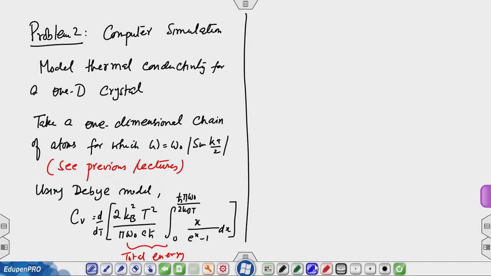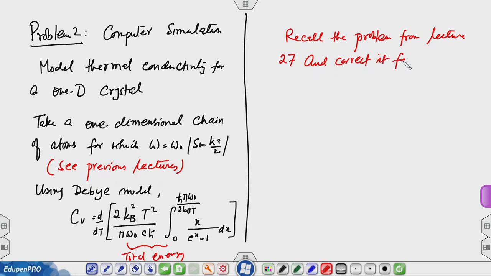So, I just want to point out here, recall the problem from lecture 27 and correct it for a factor of 2.